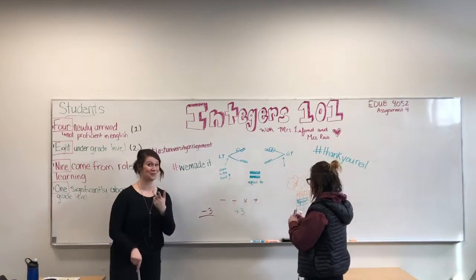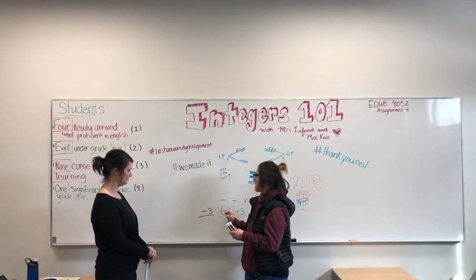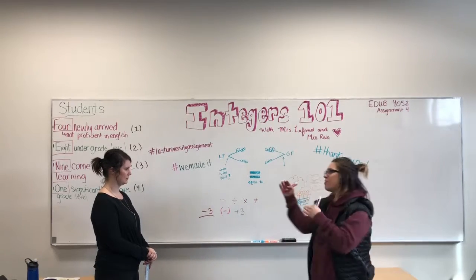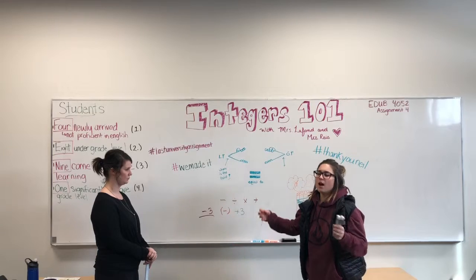Joe Blow pulls out a negative, so you're going to be subtracting. Then you're going to work through that specific problem with the students in the classroom.